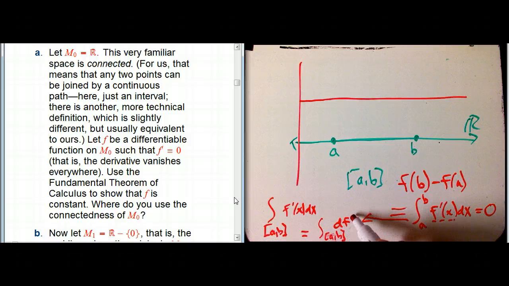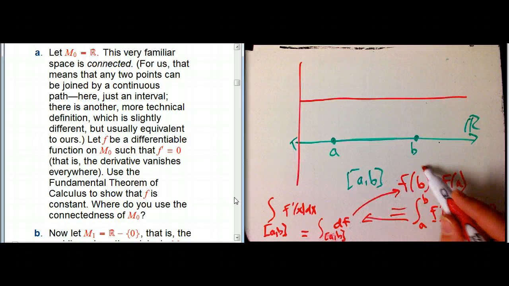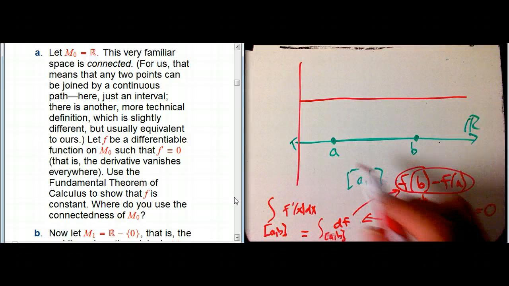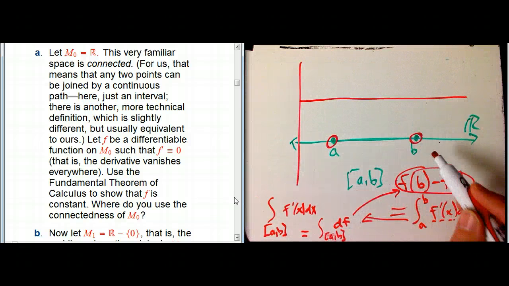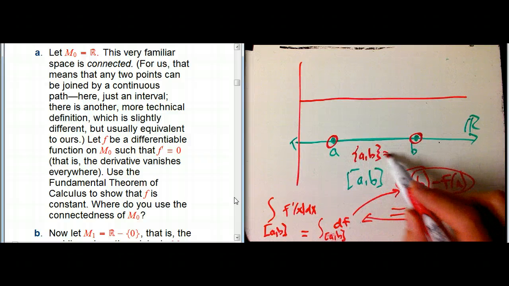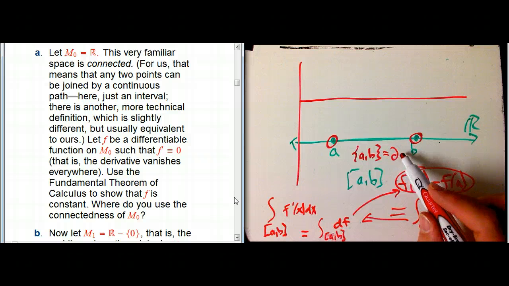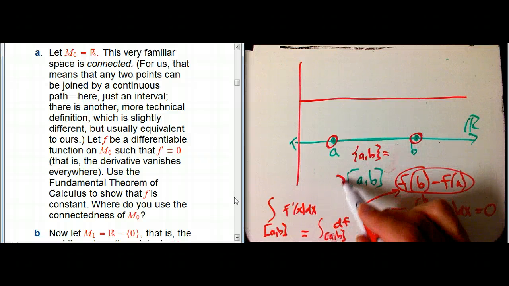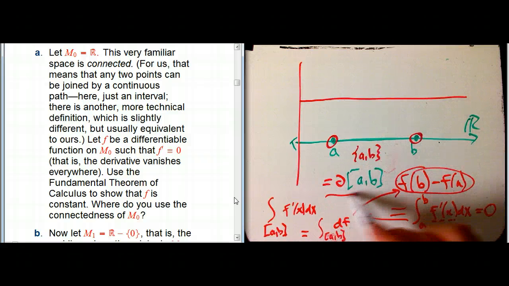Oh, hey. And that's, of course, equal to f evaluated on the boundary. Hey, that's the very simplest case of Stokes' theorem. Okay. And what's crucial is that this 2-point set, a comma b, just the two endpoints, was in fact equal to the boundary of this guy.